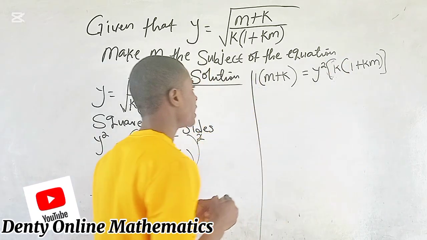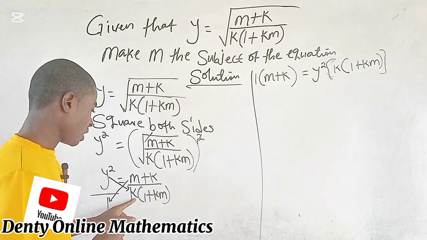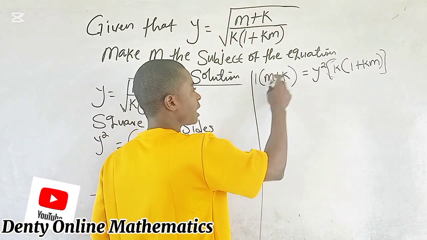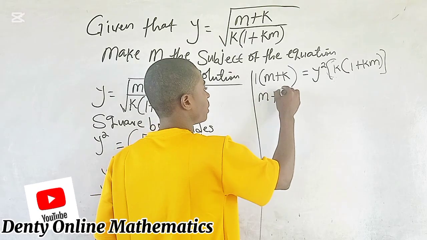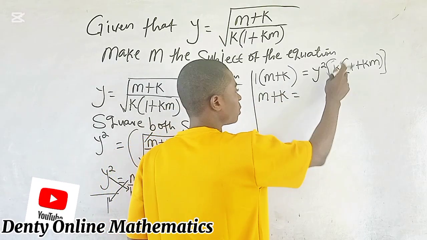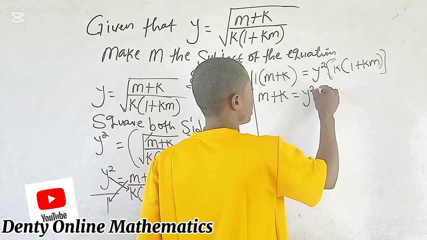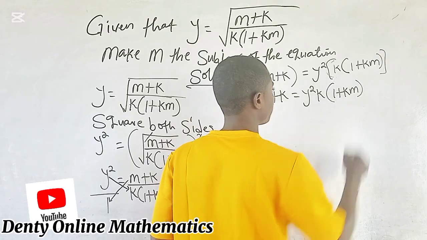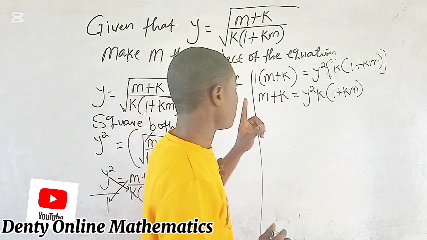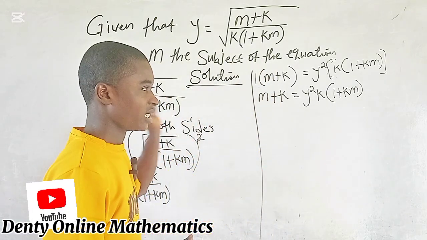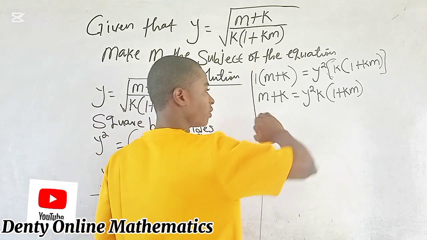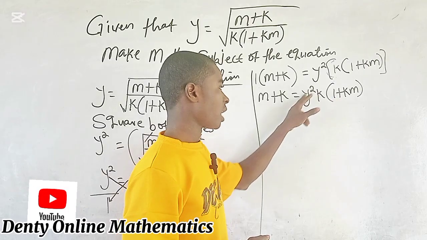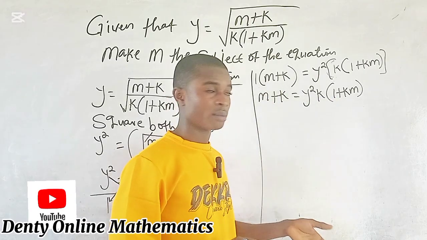Now y squared have multiplied both k and 1 plus km. Now 1 times m plus k will give us m plus k to be equal to y squared times k will give us y squared k to multiply 1 plus km. Don't confuse yourself. We are making m the subject. That is our target. So now I'll have to clear out the bracket. So to clear the bracket, I will use everything outside to multiply everything inside the bracket.